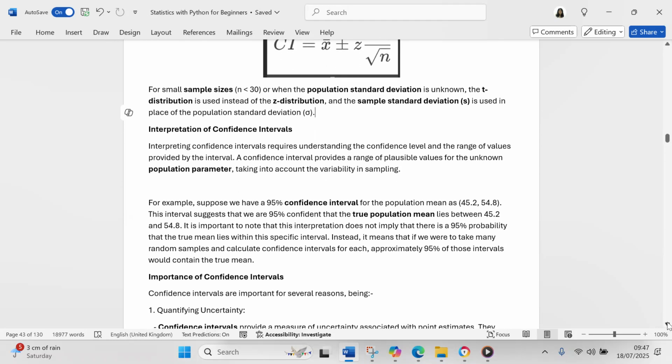For small sample sizes, n is less than 30, or when the population standard deviation is unknown, the t distribution is used instead of the z distribution, and the sample standard deviation s is used in place of the population standard deviation sigma. So your z distribution is really your bell curve. It's your normal distribution. And the t distribution is similar to the z distribution, but I think it has heavier tails.